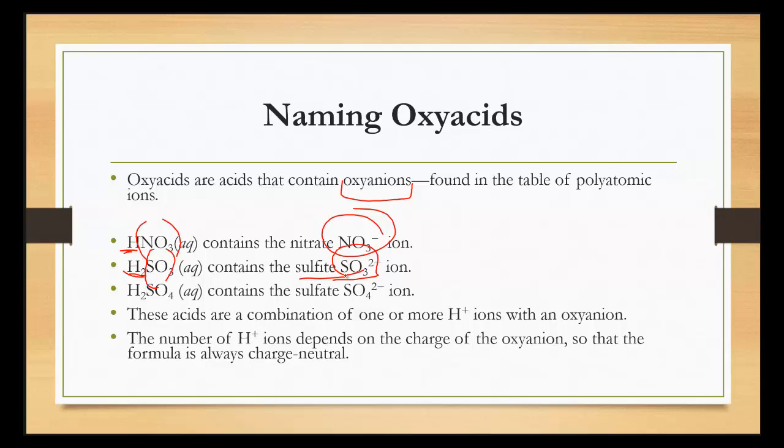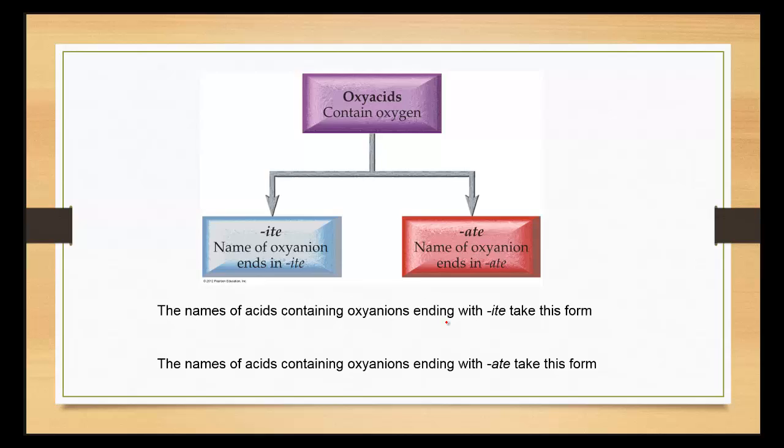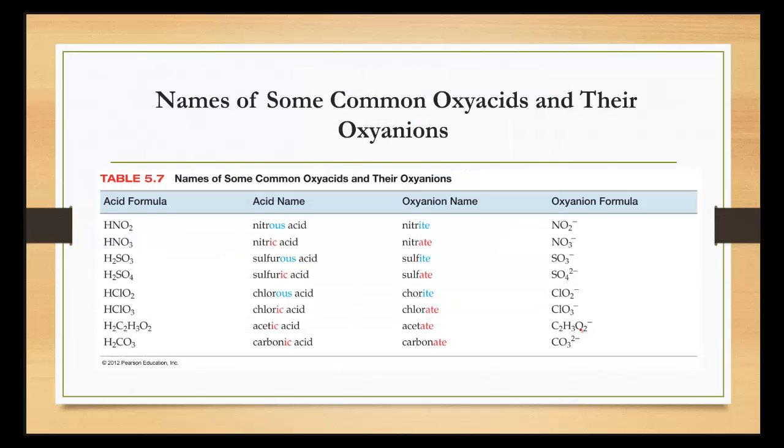There's going to be a really easy way to name these, but you have to know how to change the word. It only changes slightly. These acids are a combination of one or more hydrogen ions with an oxyanion. The number of hydrogen ions depends on the charge of the oxyanion. So, if we're looking at the polyatomic ion list down here, this has -2, so it's going to have 2 hydrogens. This has a -1, so it's going to have 1 hydrogen.